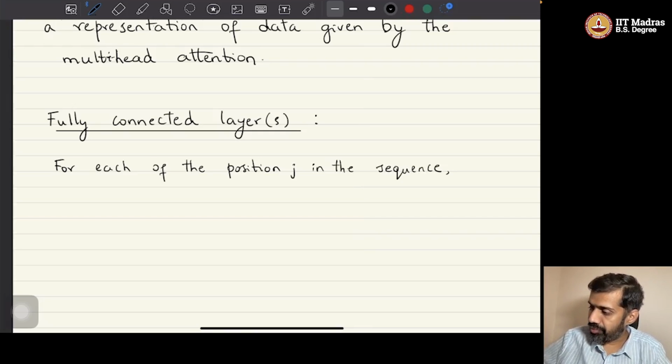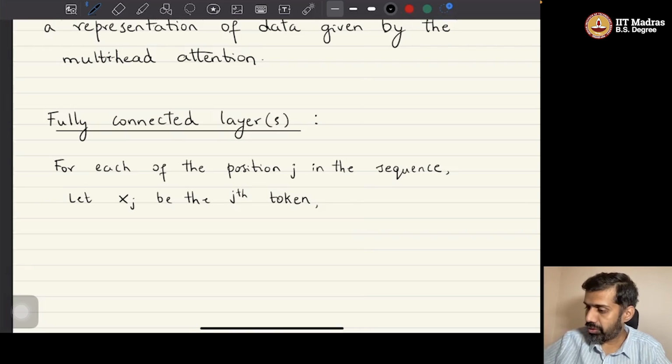Let's call this xj the jth token. We have the jth token, and instead of calling it xj, let us call it zj, because we have already transformed it in the space represented by the attention mechanism. So here zj sits in R^dm. That's the transformation that we have done.